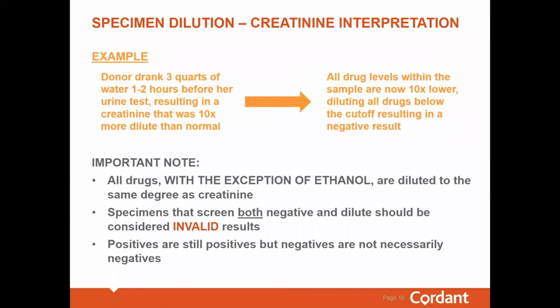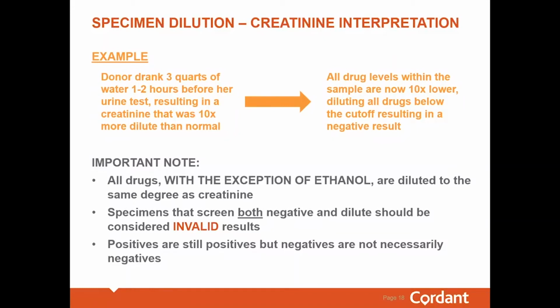So in this example, the donor drank 3 quarts of water 1 to 2 hours before their test, resulting in a creatinine that was 10 times more dilute than normal, which means all drugs within the sample are also 10 times more dilute, potentially lowering all drugs below the test cutoff. It is important to note, all drugs, with the exception of parent ethanol or alcohol, are diluted to the same degree as creatinine.